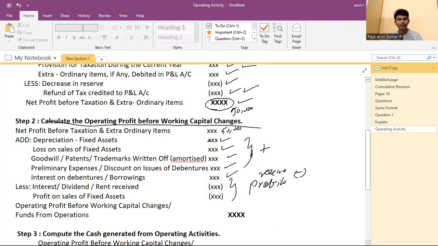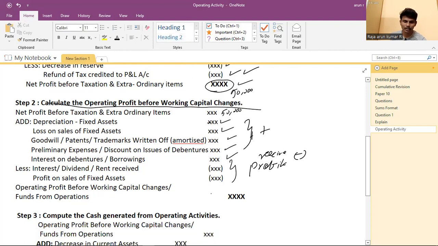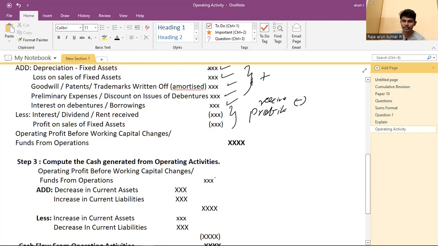We derive that operating profit before working capital changes. In other words, this is funds from operation, which we study in the fund flow statement. In the same way, we find out the funds from operation: add it and less it, and the difference is the funds from operation.